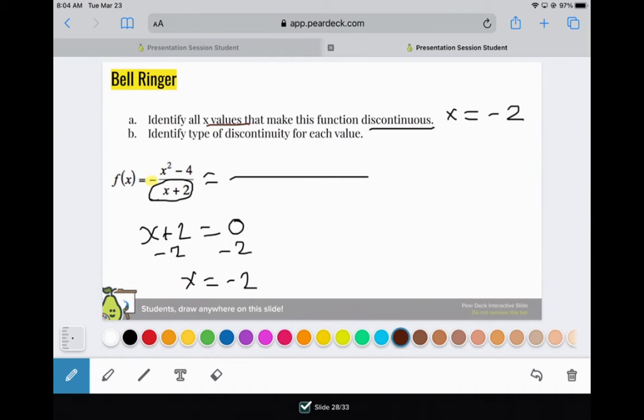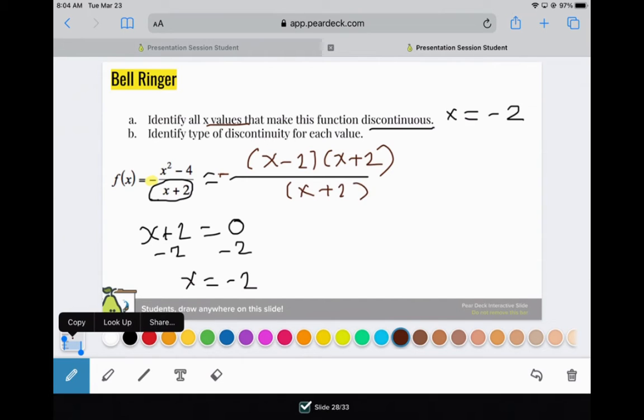So on the numerator, we know it's a special function, so it's x minus 2, x plus 2. The denominator is x plus 2, right? The one I'm going to focus on is this function. If I can cancel it out, because that's a common term, what type of discontinuity is this?